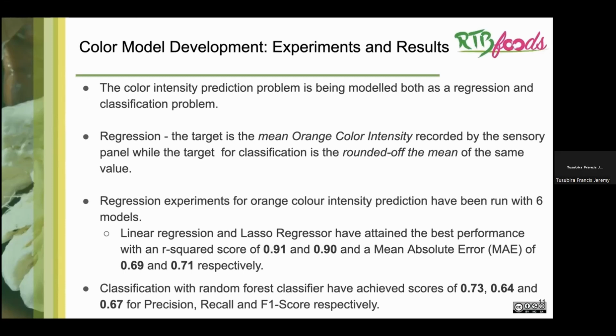And then for the classification experiments, these were also run with about four models. We haven't focused a lot on this because the better results are coming out of the regression experiments. But here are the best results that we achieved for the random forest classifier shown over there in terms of precision, recall, and the F1 score. So just slightly a bit above average, although we have pretty good performance for the regression experiments.